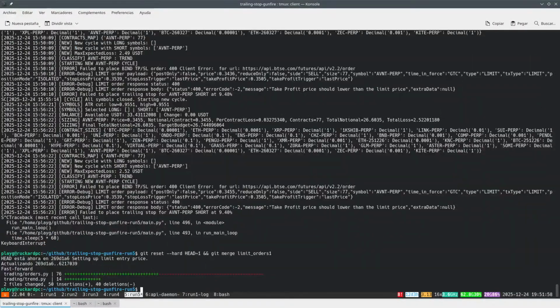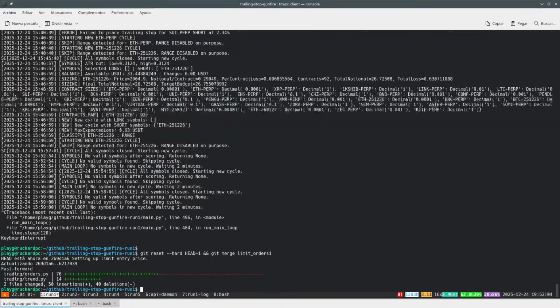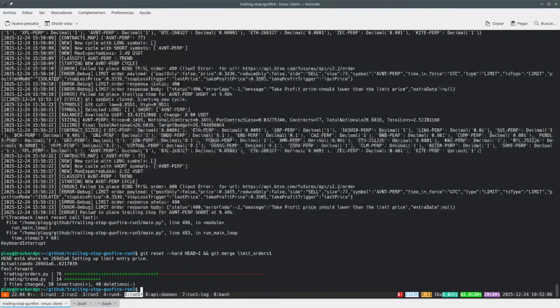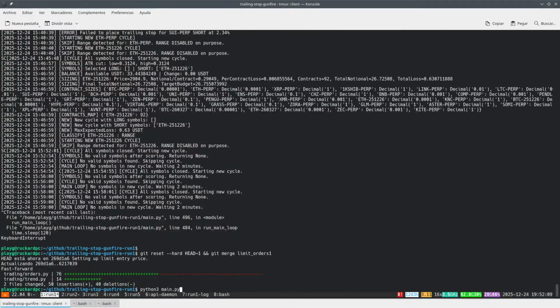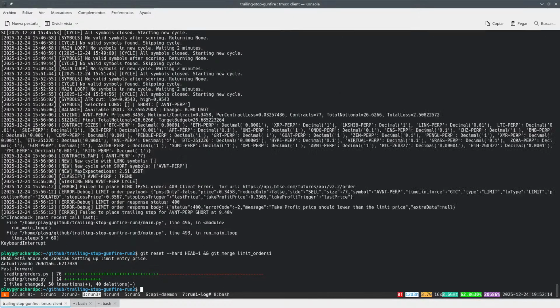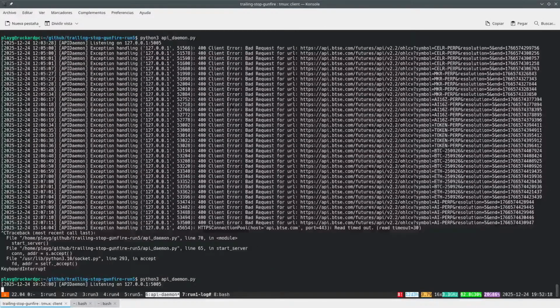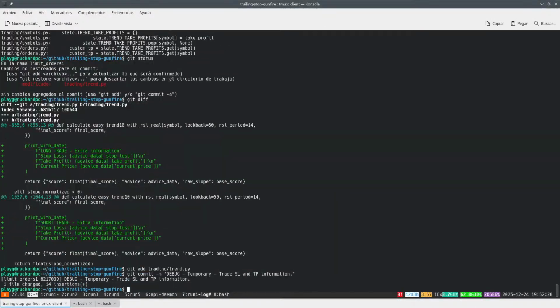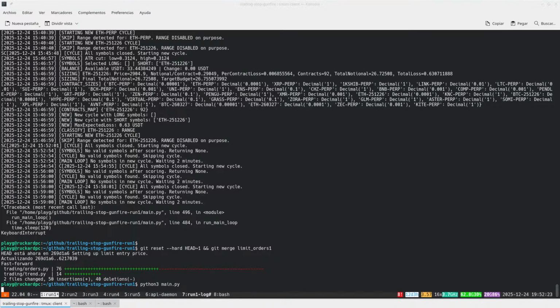So I want to really be sure that the problem is later on, that the problem is not from this method here. So we run the APA daemon and we run each one of those so that we can have more chances that it trades a limit order.